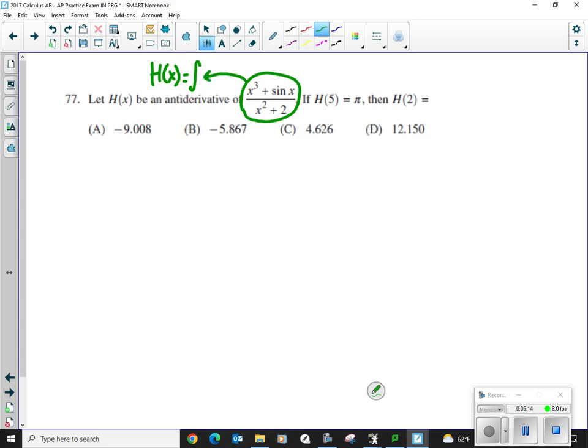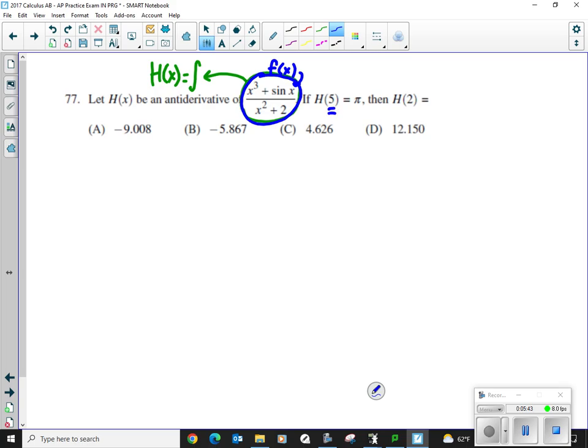Okay? If h of 5 equals pi, then what is h of 2? Oh, man, this is just a standard rule of integration and setup. Once you set this up, it becomes cake because you just use the calculator. Let's say that this is, I'm just going to call this f of x. This whole big thing.